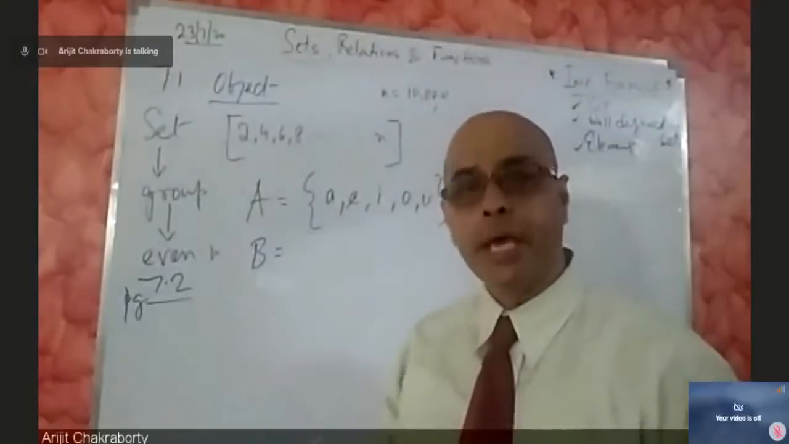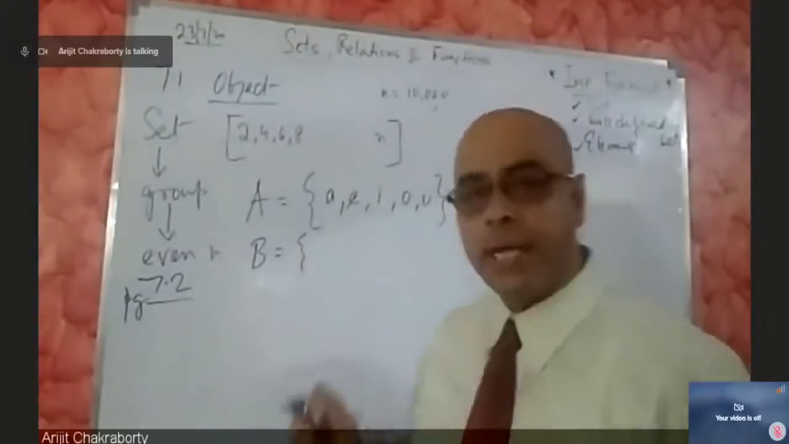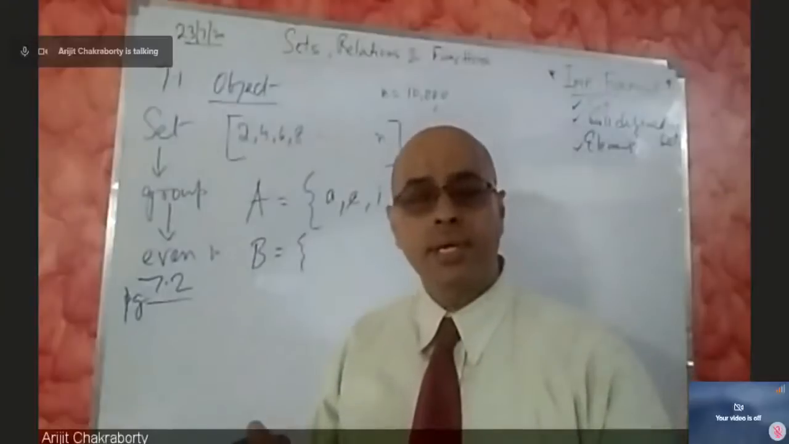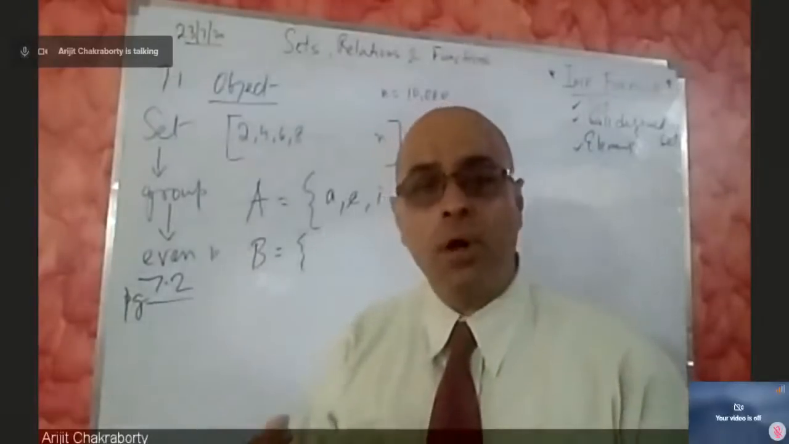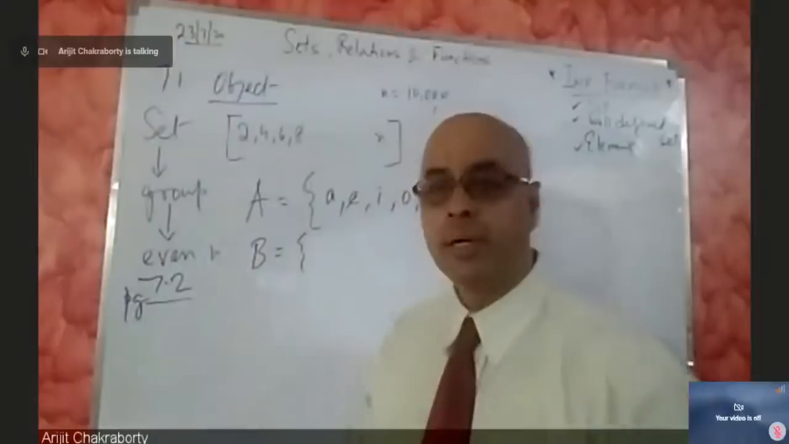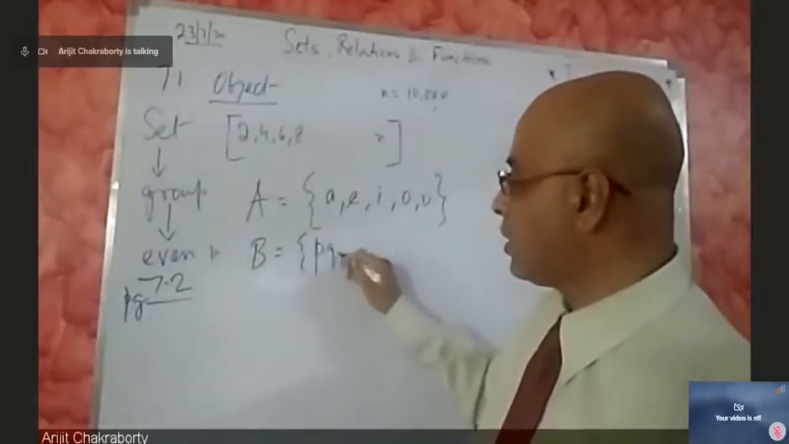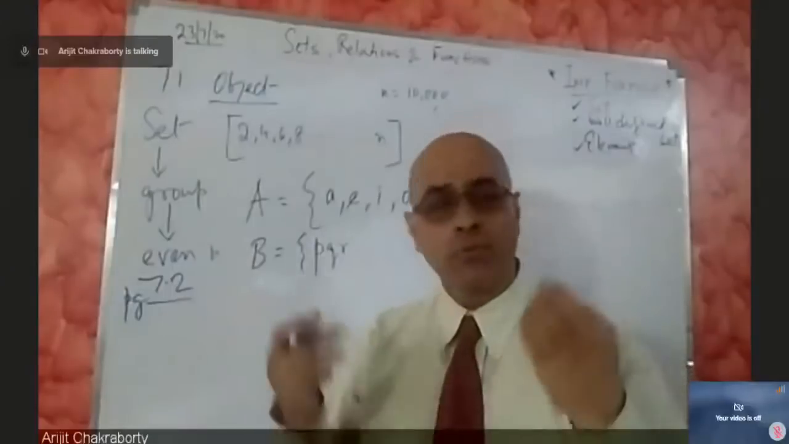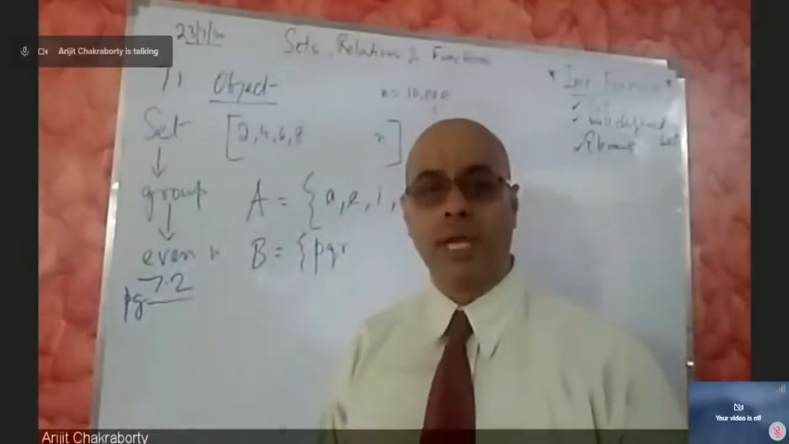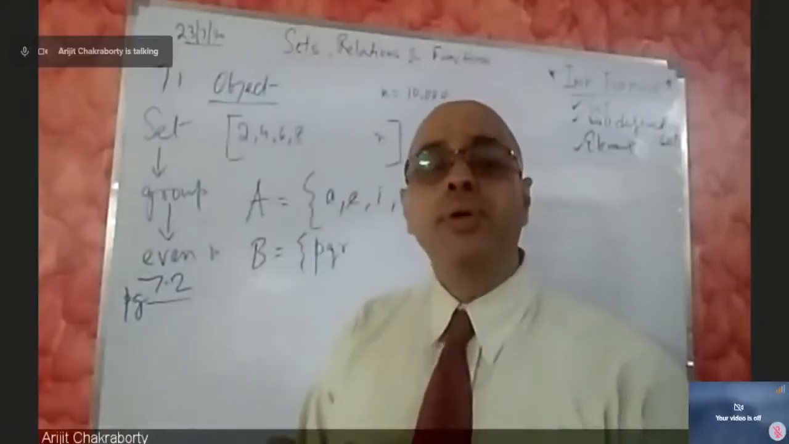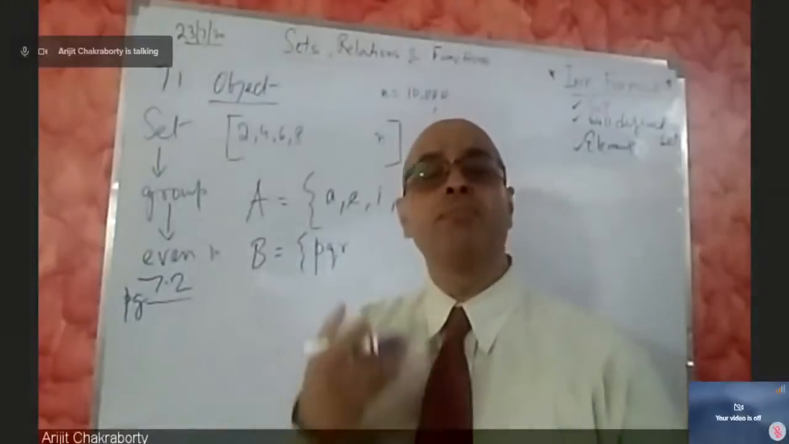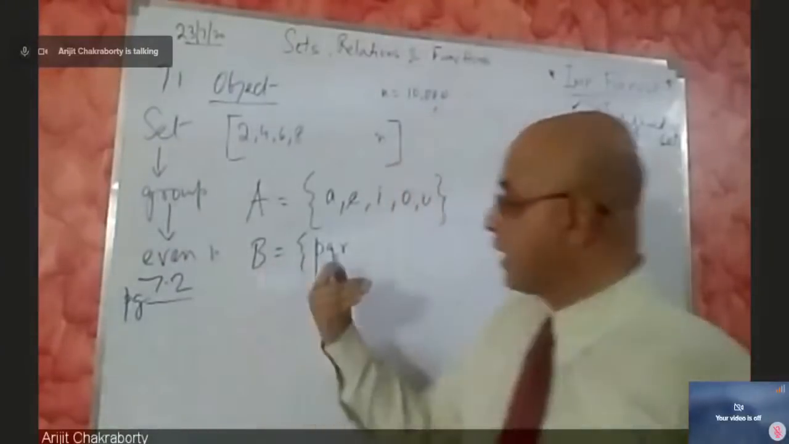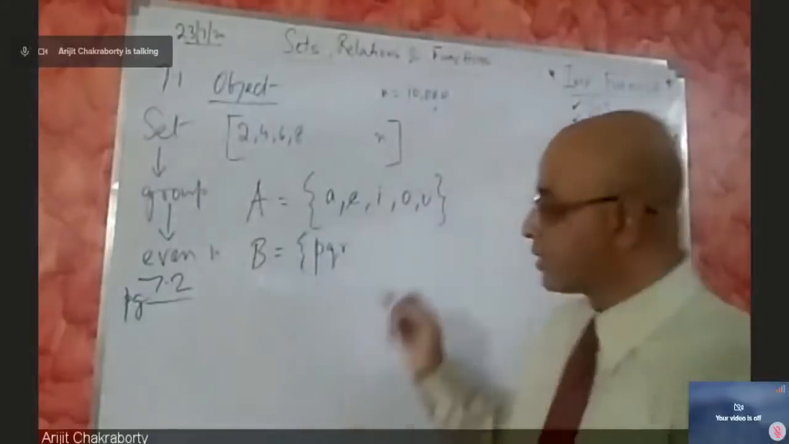Set B is a set which has the permutations of PQR. So I write PQR. It will have the permutations. Now all of you know what permutation and combination are. So if I write the different orders or the different permutations of the letters PQR, what do I get?